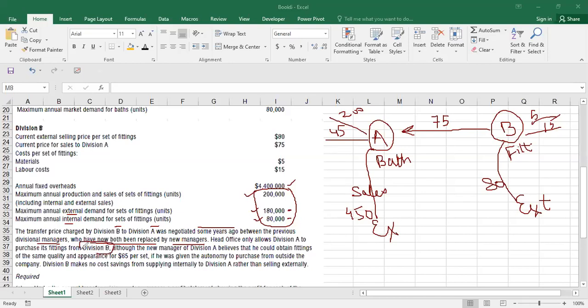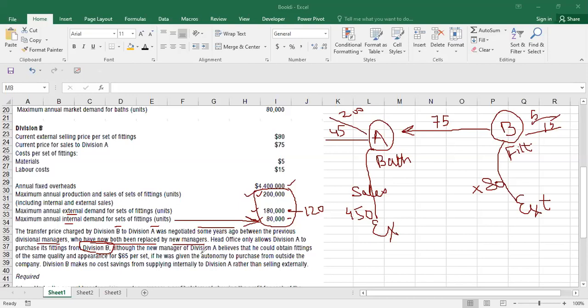Now, that's a big problem. Head office says that Division A will only buy from Division B. So it means that under the existing situation, this 80,000 units, Division B must be selling to A. So they are not giving this to outsiders. To outsiders, they are only giving 120K, because this is what they are left with, because their total is 200. If they give 80,000 inside, they can only sell 120,000 to external customers at the price of $80.